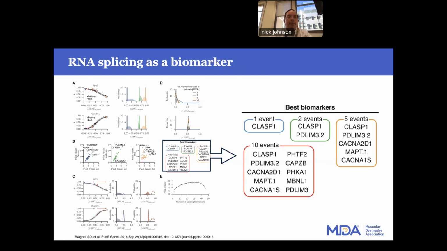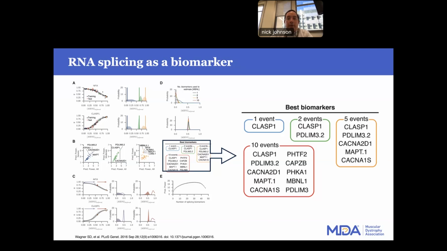sequestered by the repeats. And so this gives you a feel that, again, RNA splicing is not linear, but really follows a parabolic curve, and that potentially you could use some of these RNA splicing values to measure the change or the amount of muscleblind that's sequestered by the repeats.